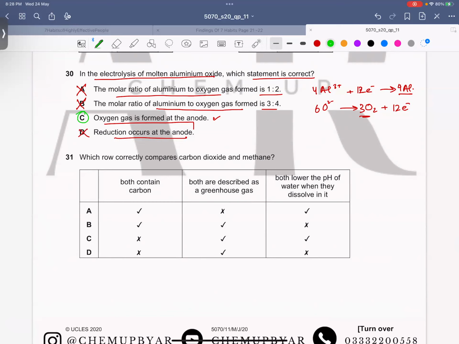Okay. Now question number 31. Which option correctly compares carbon dioxide and methane? Both contain carbon. Methane and carbon dioxide, yes. So C and D go wrong. Both are described as a greenhouse gas. Yes. So A goes wrong and you have B as the correct answer.